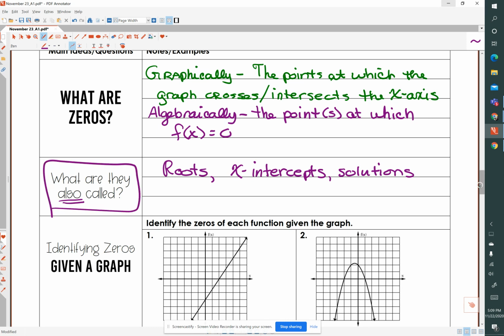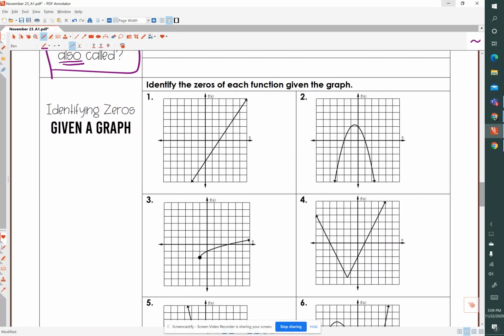So sometimes we can just look at a graph and we can identify the zeros, and it's pretty easy. So we look at this first graph, and here's where we intersect the x-axis, and we intersect it at x equals 2. Number 2, we've got 2 places, and so we can use set notation: x equals, and we have here 0, 1, -1, -2, so x equals -2 or 1.